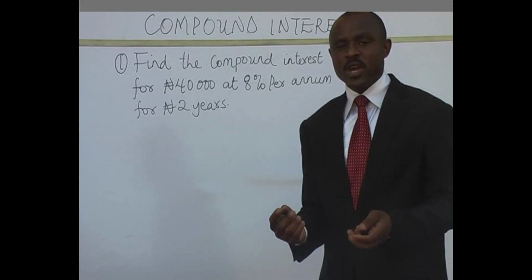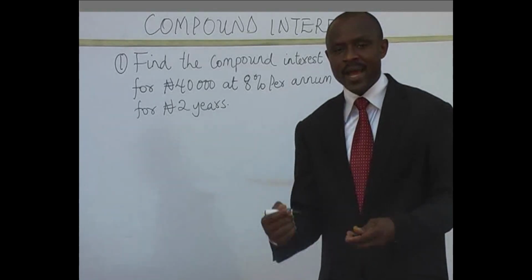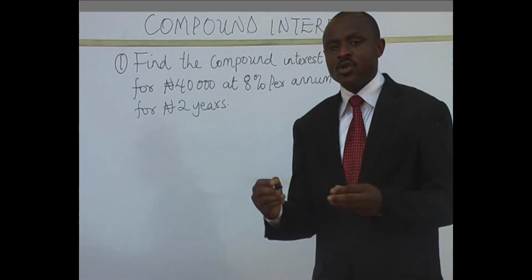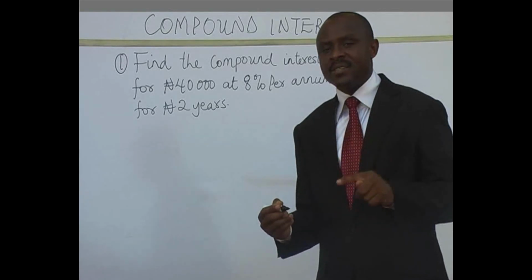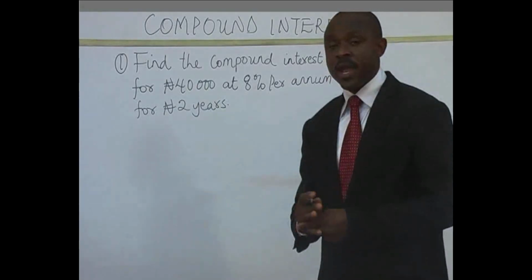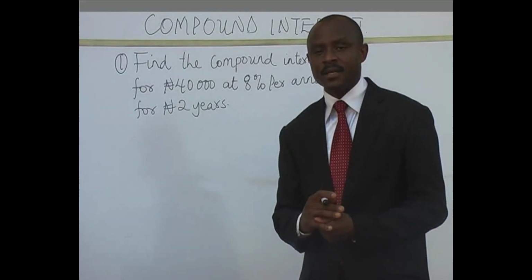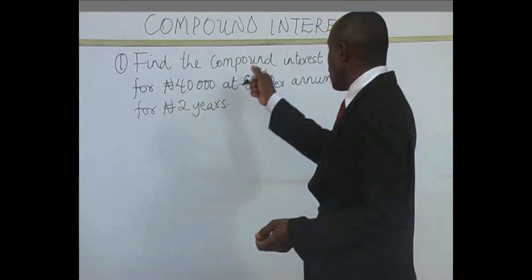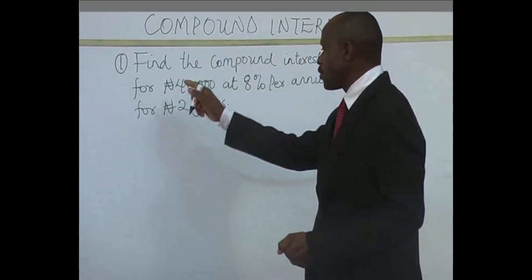The difference between compound interest and simple interest is that you calculate your interest on a yearly basis, and at the end of every year, you calculate your amount. Then you use the amount as the principal of the next year. You are going to see when we go ahead solving the problem that we have in compound interest. Question number one said, how would you find the compound interest for 40,000 at 8% per annum for 2 years?